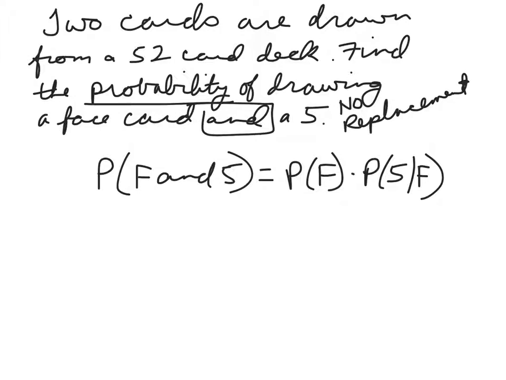So, what's the probability of getting a face card on the first draw? Well, we counted these earlier. We got the Jack, the Queen, and the King. That's 3 cards in each suit. There are 4 suits. That makes 12 cards out of 52.